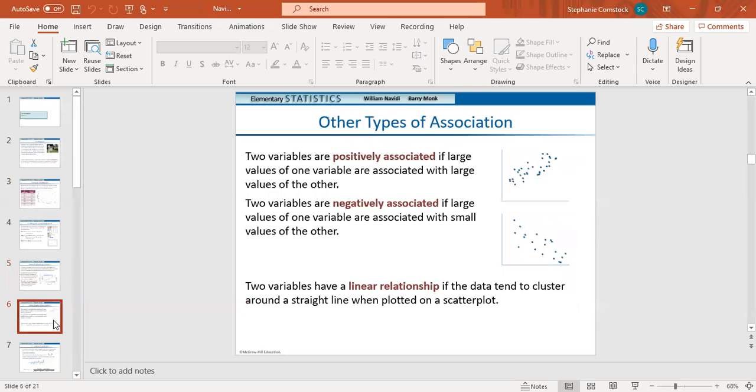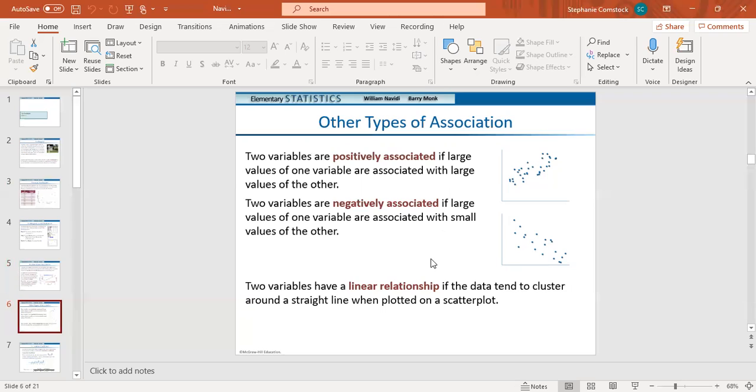Now, there are other types of association. Here's another example of a positive one. Again, it just has to be a basic trending shape, okay? When we talk about linear, we're looking for pretty much a straight movement as opposed to a U-shaped graph or a squiggle graph, something that has a different pattern to it. We can also have negatively associated, okay? Negatively associated would be that it starts in the upper left and moves to the lower right. Again, it's just a general basic movement. We're not looking for everything to be on the same exact line.